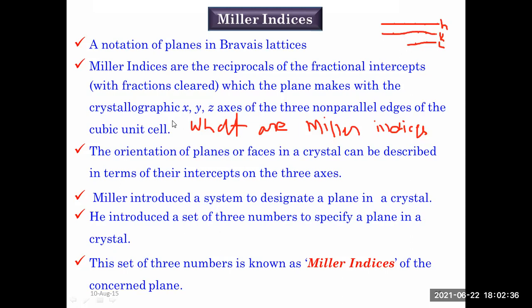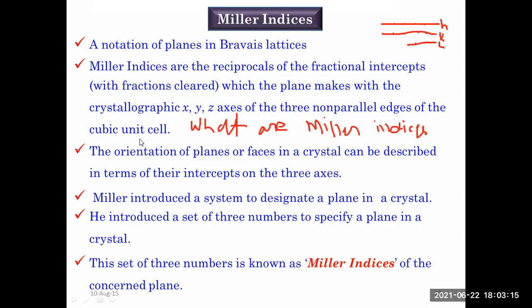Miller indices are the smallest possible integers whose reciprocals have the same ratio as the intercepts the plane makes with the crystallographic axes x, y, z. I will explain that more clearly in the next slide. Miller indices are the reciprocals of the fractional intercepts which the plane makes with the crystallographic axes x, y, z of the three non-parallel edges of the cubic unit cell.